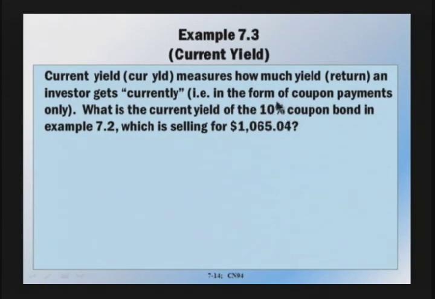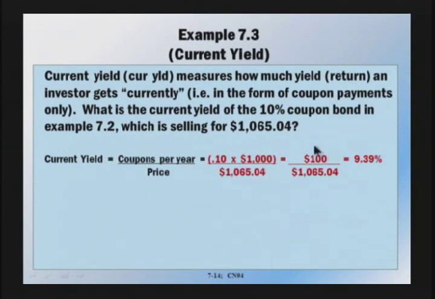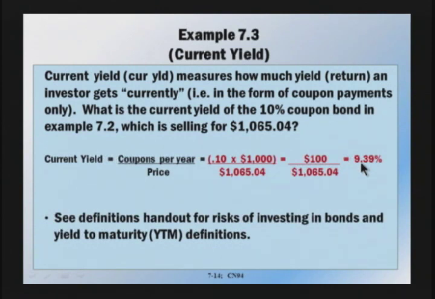Current yield just expresses that $100 coupon amount over the course of each year as a percentage of the $1065.04 price. So the current yield is the $100 coupons for the year divided by the $1065.04 price, and you get a current yield of 9.39%. You pay $1065.04 today, you'll get $100 over the course of the next year. That's a 9.39% current yield. The yield over the coming year solely in the form of coupon payments. Now, again, look at the bond definitions, study coupon payment versus coupon rate, and look at the bond risks. Bonds are relatively safe, but they still have risk.